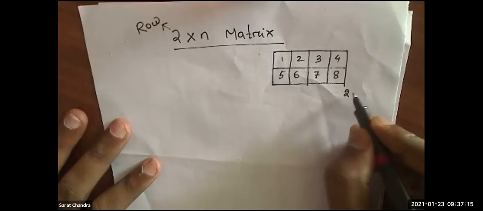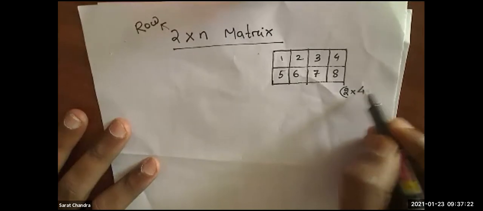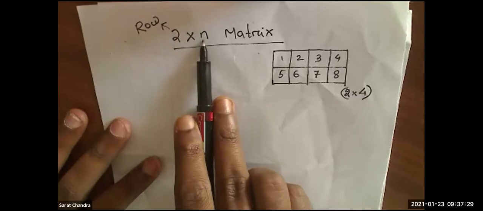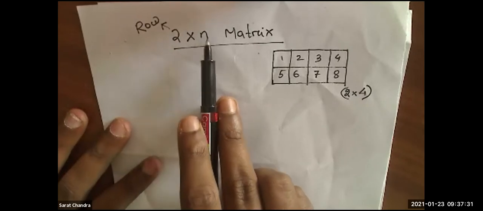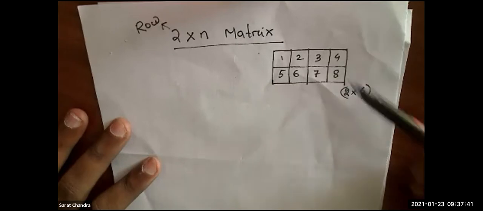How many rows do we have? Row 1, row 2, so we have only 2 rows. And how many columns? 1, 2, 3, 4, so 4 columns. 2 rows and 4 columns, that is a 2 into n matrix. The number of rows should be 2 and there should be n number of columns. n may be 1, 2, 3, 4, 5, 6, anything. And we have seen how to solve this kind of game by using the graphical method.